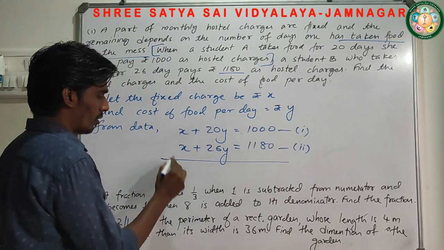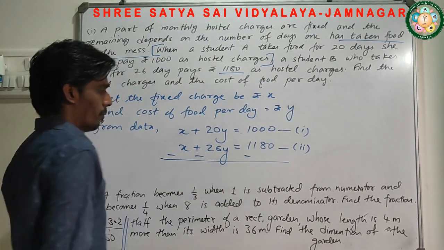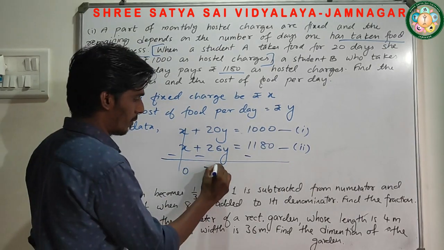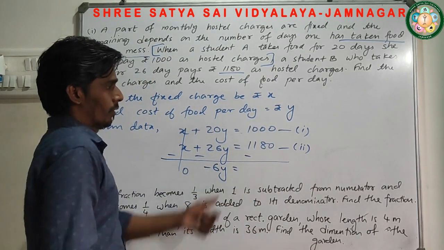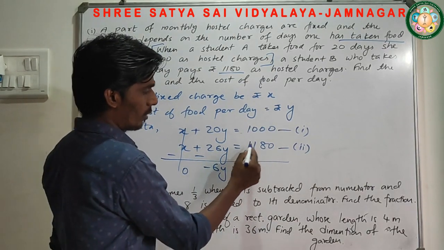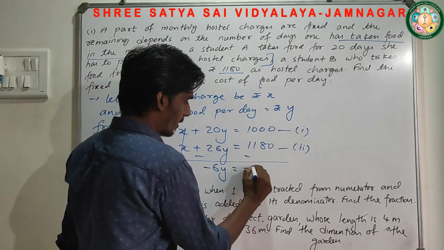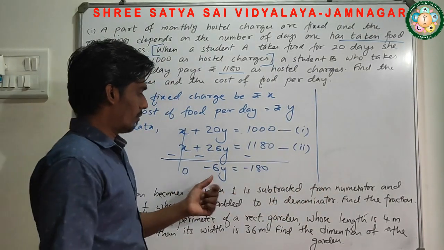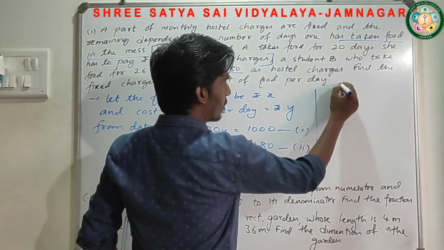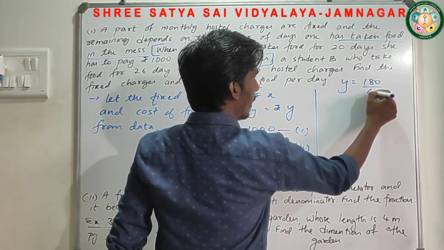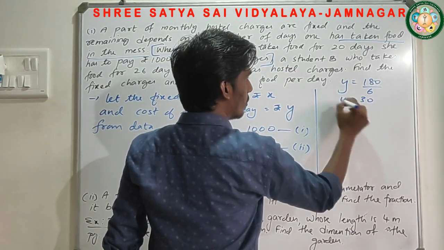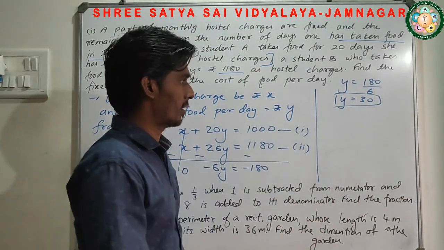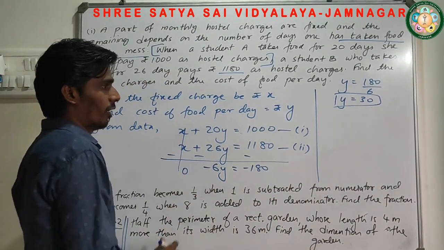So change the sign to solve this one. Minus X cancels, 0. Minus 26 plus 20 is minus 6Y. 1000 minus 1180 on the number side is minus 180. So the minus 6 and minus sign cancel. So Y equals 180 upon 6. Y equals 30. Means per day the charge for food is rupees 30. Now we have to find the value of X.